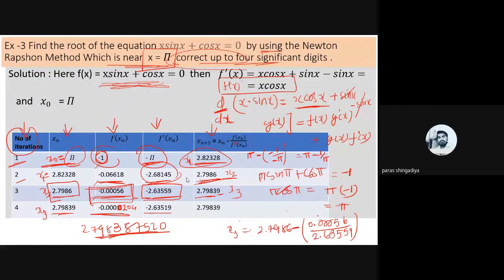2.79839 into sine, then cos 2.79839. So that will be minus 2.63519. That is the correct one. And now check this one, you will get this answer 2.79839. So now the 4 digits are matched after the decimal. Clear? So we'll stop our procedure and consider the answer for this method, for this equation, that is 2.7983. So that is our required answer, 2.7983.